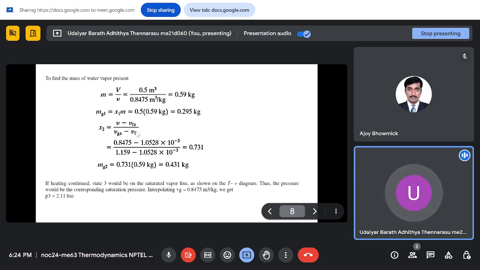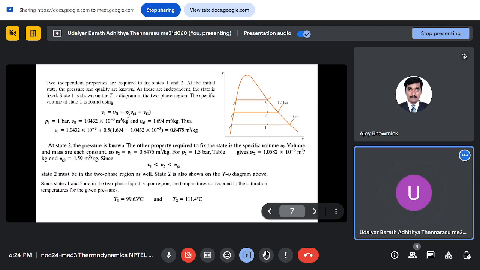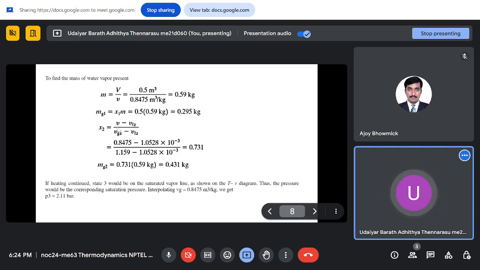So this is just from the first equation, V1 equal to Vf1 plus x into Vg1 minus Vf1, we just rearrange it to find out x. Substituting the values, we will get x as 0.731. Previously it was 0.5, so now the quality has increased to 0.731. So again we can find out mass. The mass will remain same because it's a closed system. So x into the total mass will give me 0.431 kgs. So now at state 2, 0.431 kgs of water is in vapor state.